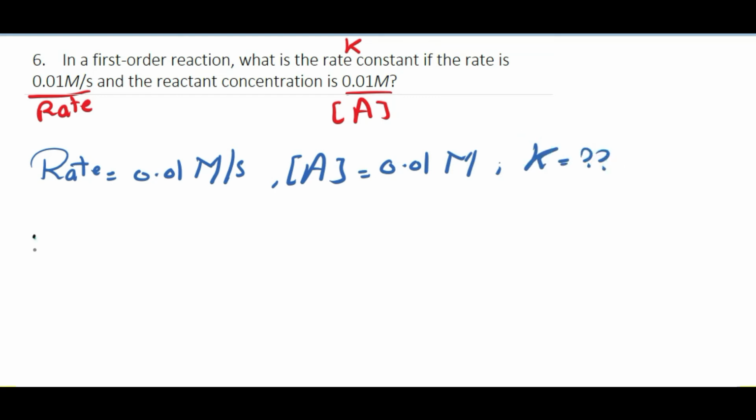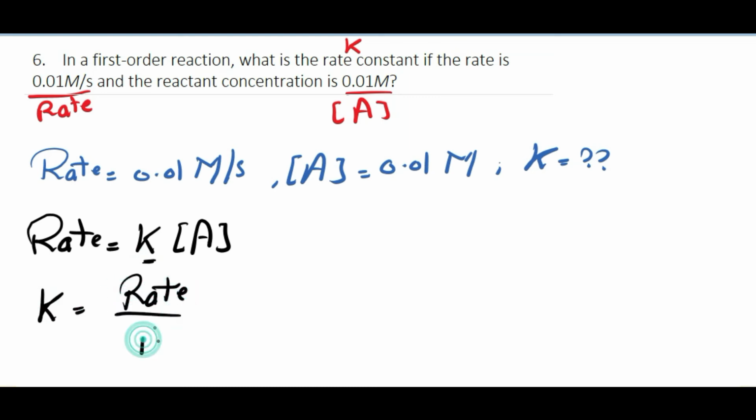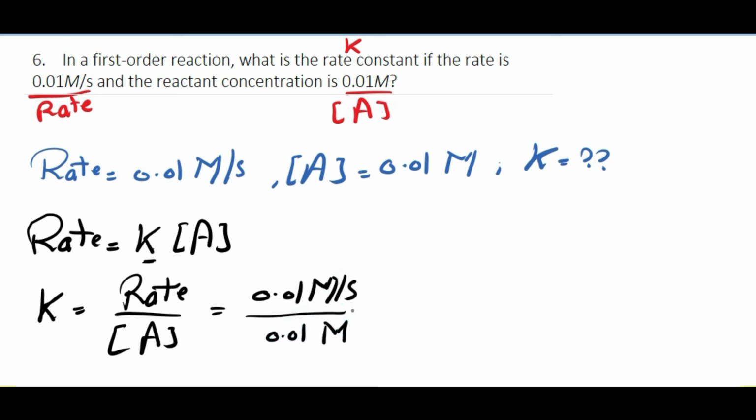Okay, you write the equation. Rate equals K multiplied by the concentration. Here he asks you about K, so K equals the rate divided by the concentration. Here the rate equals 0.01 molarity per second, and the concentration 0.01 molarity. Cancel molarity with molarity. The final answer of this problem: you divide 0.01 by 0.01, and it will be 1 second minus 1, or 1 per second. So here is the answer for this problem.